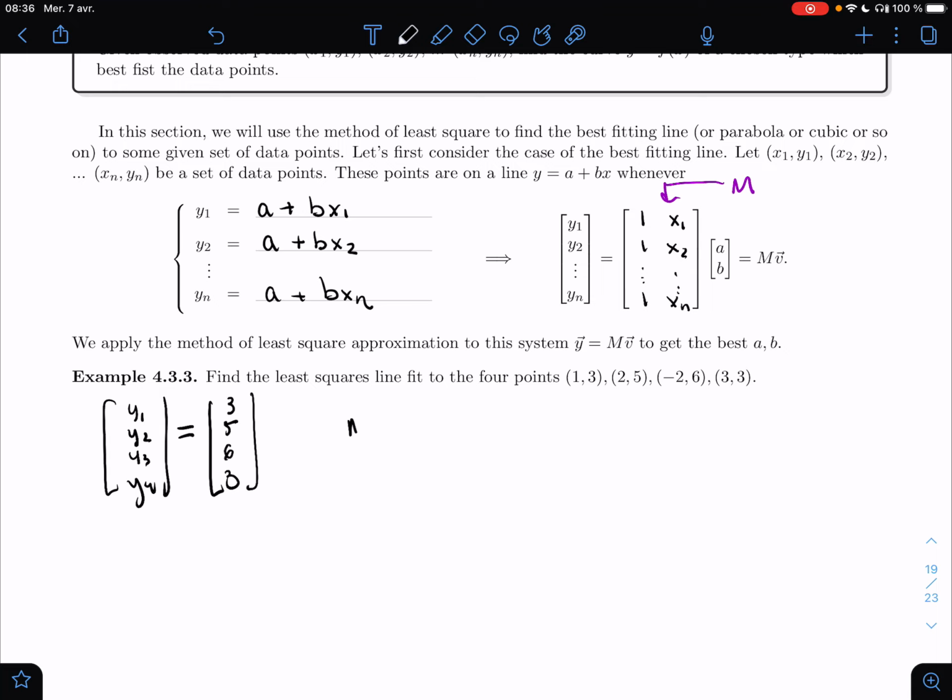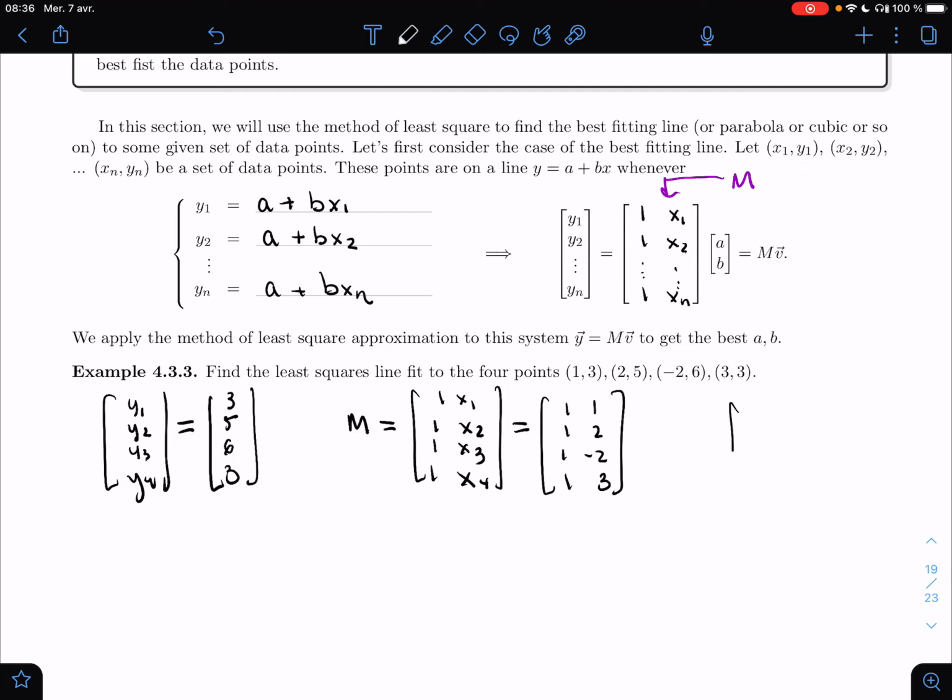And then I want the matrix M. That's going to be 1 x1, 1 x2, 1 x3, 1 x4. So that's 1, 1; 1, 2; 1, -2; 1, 3. Alright, so we have a system: M times (A, B) equals (3, 5, 6, 3). And we're going to apply least squares to that system.